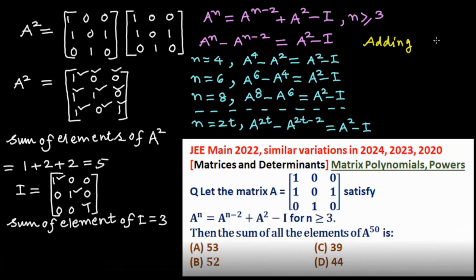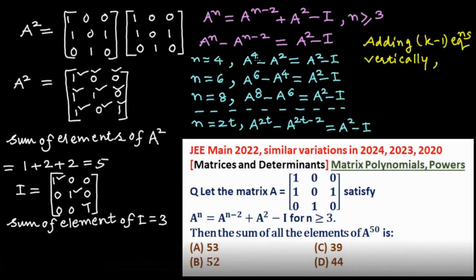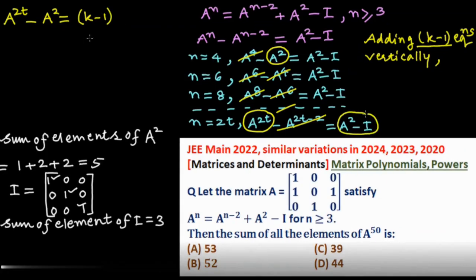Adding t minus 1 equations. There is a small mistake here: instead of adding k minus 1 equations, this should be t minus 1 equations. Vertically, all intermediate terms like A power 4, A power 6, A power 8 and A power 2t minus 2 cancel out, giving us A power 2t minus A square equals, since we are adding t minus 1 equations, t minus 1 into. There is another mistake here also: instead of k minus 1 equations, this should have been t minus 1 equations.